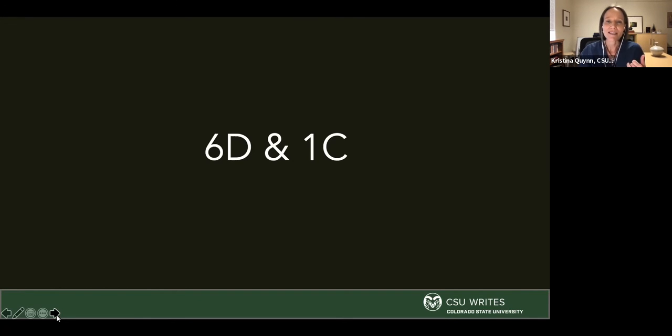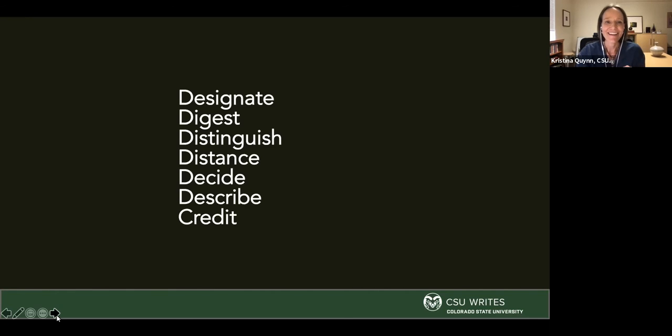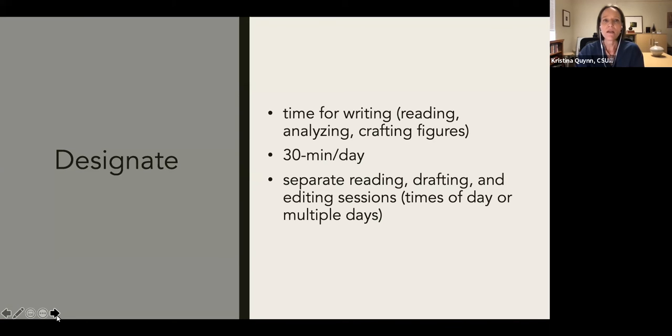I'm going to recommend 6 Ds and 1 C, and that's designate, digest, distinguish, distance, decide, describe, and credit. We're going to move through these pretty quickly. So designate, we've already talked about it, but make sure that you have set aside enough time for your reading and your writing. I would recommend a minimum of 30 minutes a day.